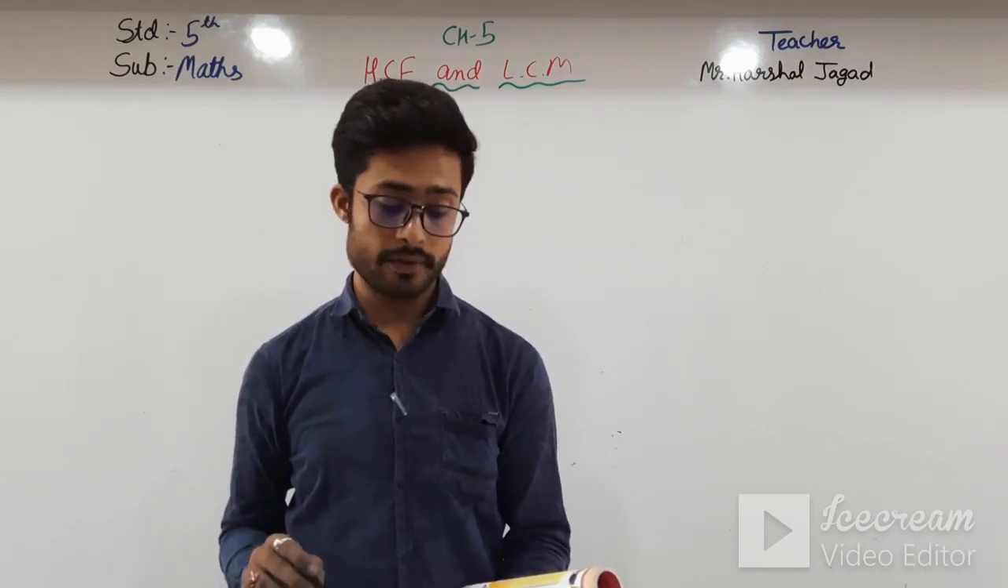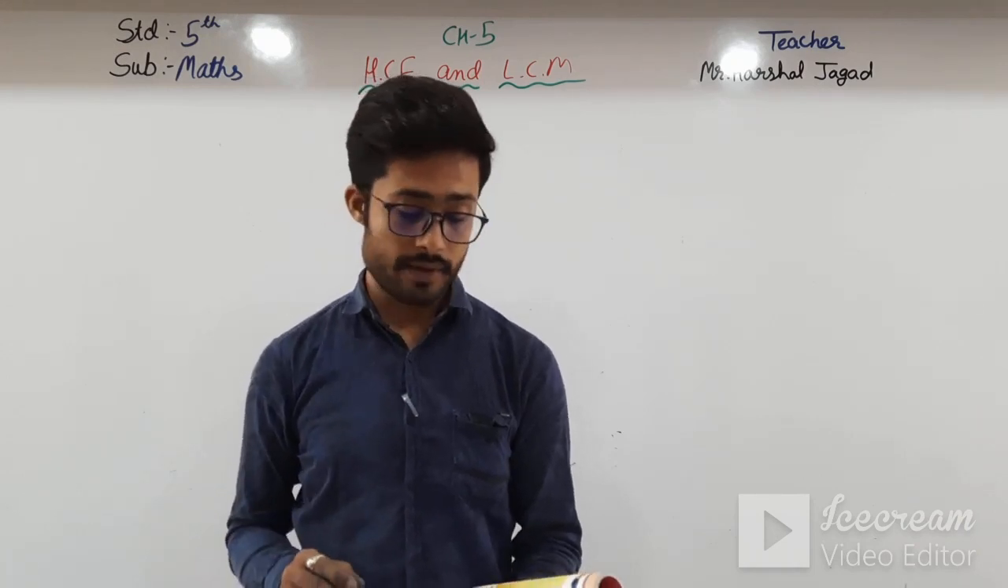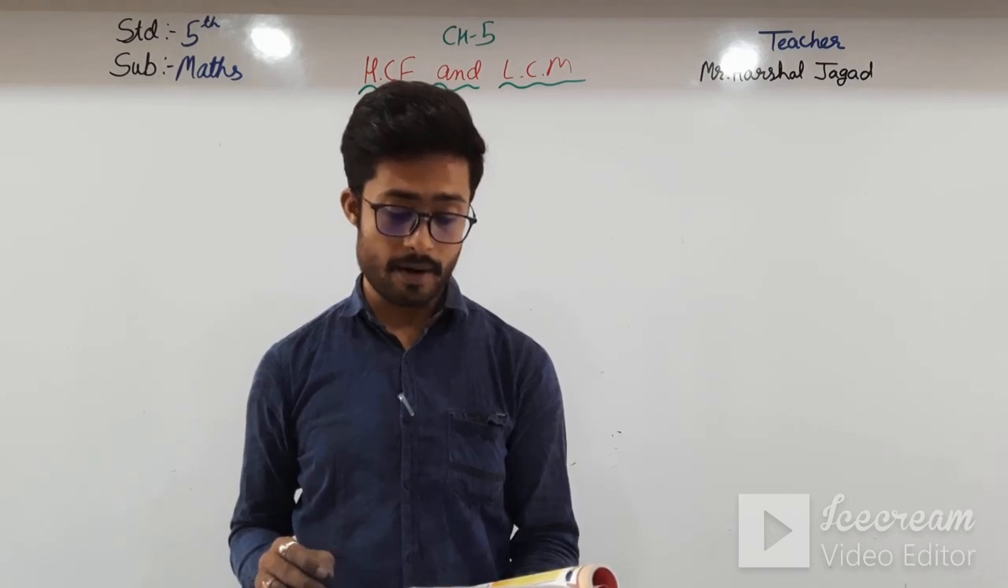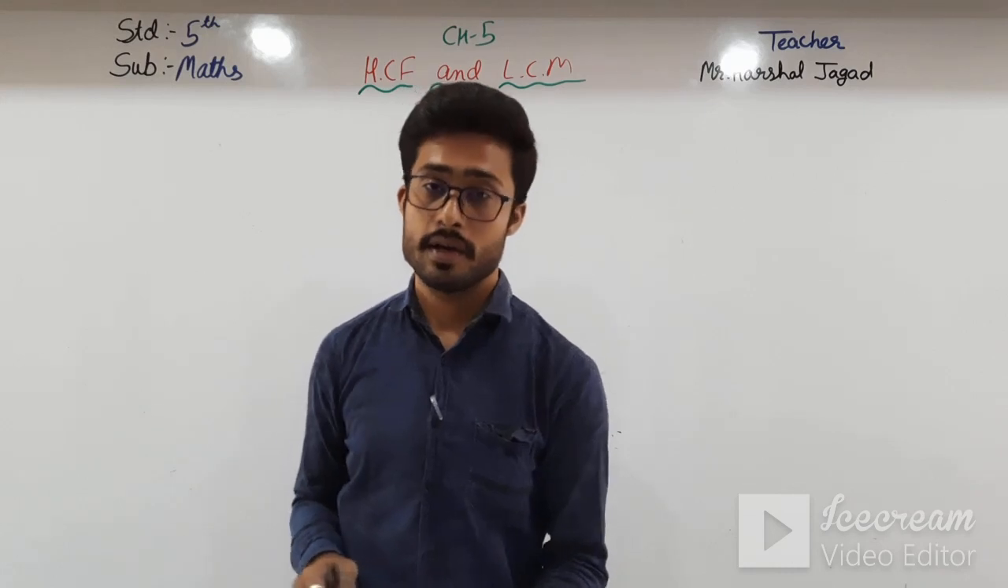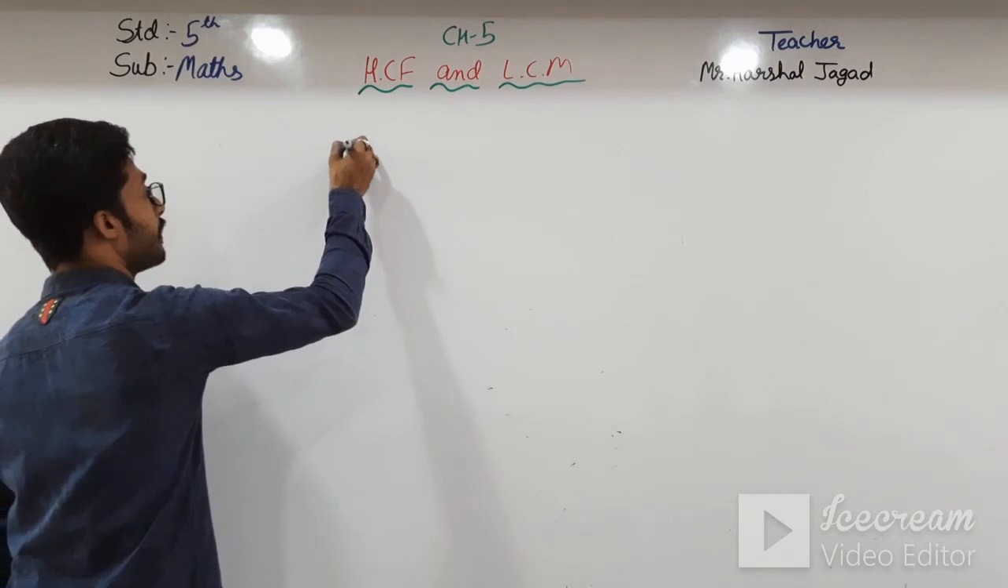Prime factorization of a number is the method of expressing a number as a product of its prime number factors. We can find all the prime factors and prime factorization of a number by building a factor tree. So here the factor tree is given of 48. So we have to find first of all a factor tree of 48.